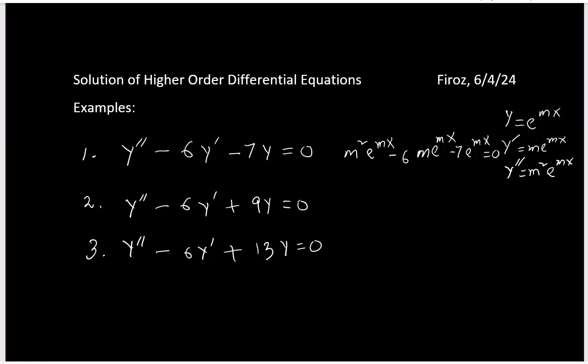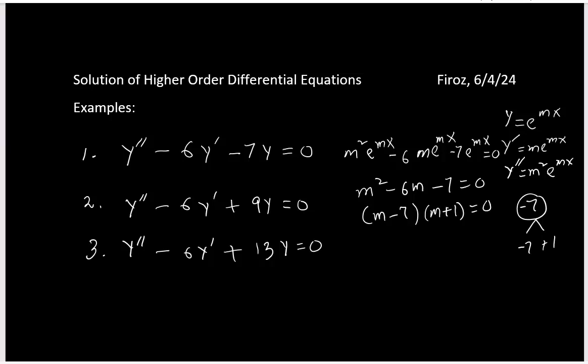And then if you divide both sides by e to the mx, because e to the mx is a non-zero function, then you get m squared minus 6m minus 7 equals 0. And then find the factors of 7 so that their sum will be negative 6, which is negative 7 and positive 1. So then the factors look like m minus 7 times m plus 1 equals 0. From the zero property, now we see m equals 7 and m equals negative 1. These are our characteristic roots, which are real and distinct.